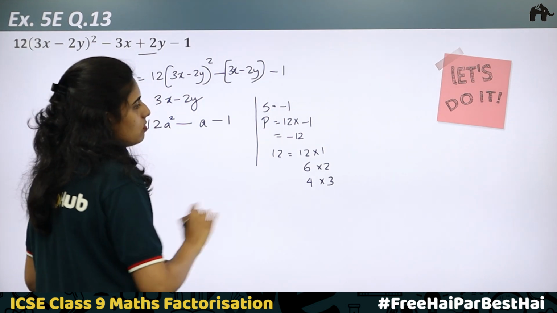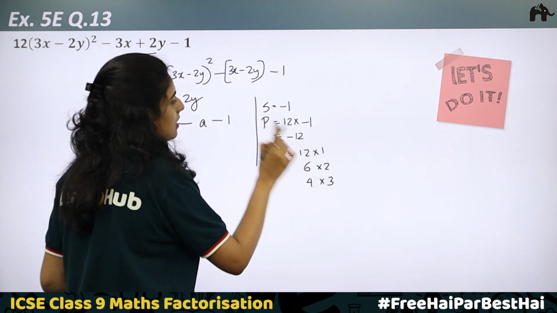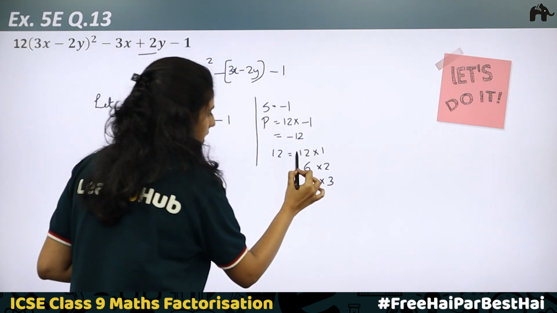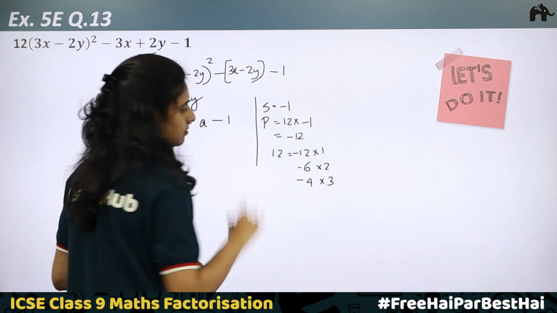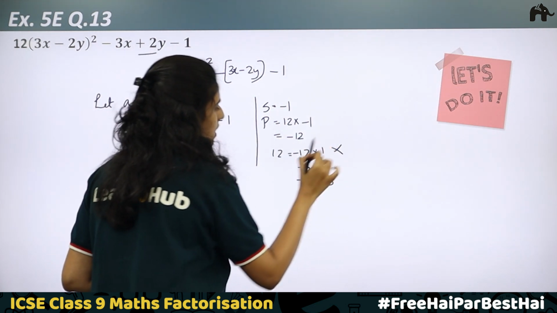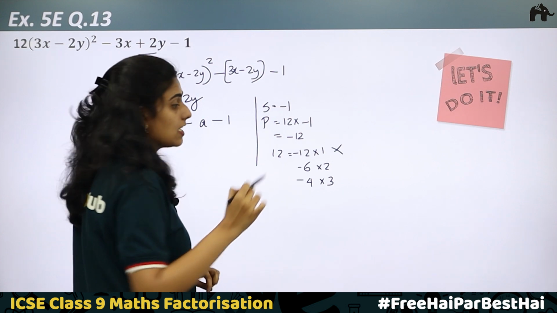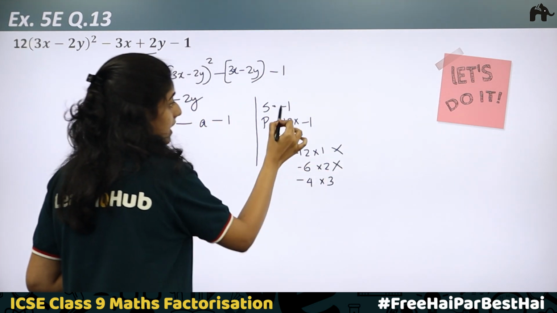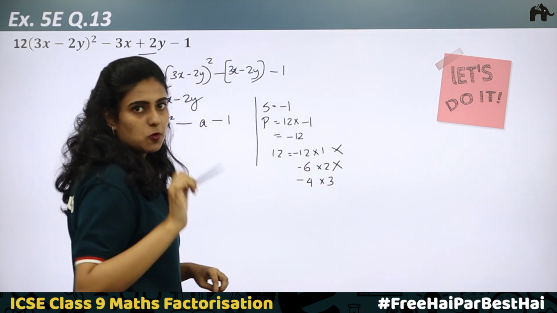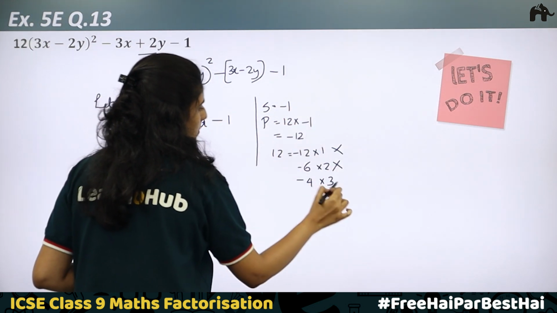Okay, now check the sum. So here the greater number should be negative. Why? Because the sum is negative. Greater number is negative. Okay, minus 12 plus 1 is minus 11, not possible. Minus 6 plus 2 is minus 4, not possible. We need to get minus 1. So what is minus 4 plus 3? Minus 4 plus 3 is minus 1. So this can be taken.